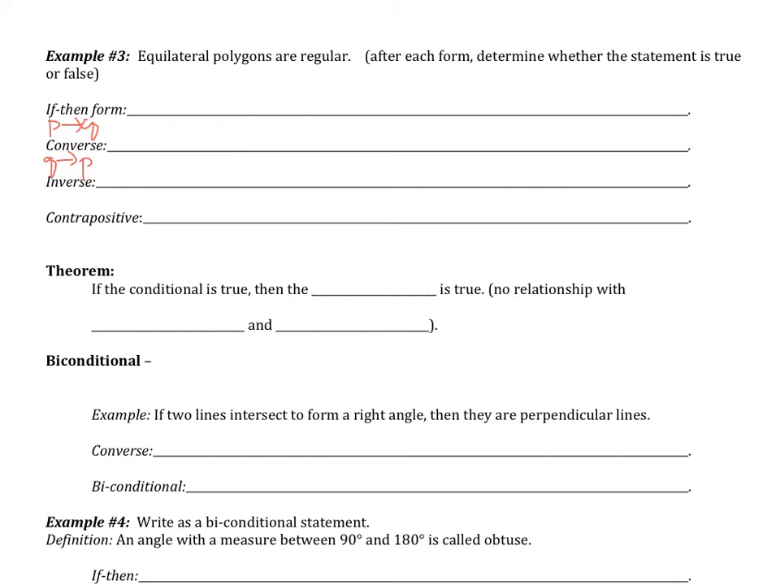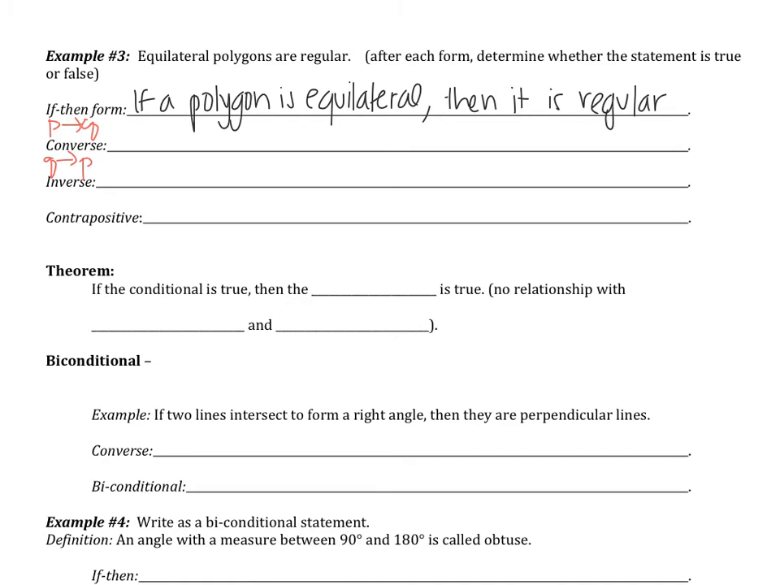Okay, let's see how we did. Equilateral polygons are regular. So the if-then form would be, if a polygon is equilateral, then it is regular. For the converse, you should have flipped the order. So if a polygon is regular, then it is equilateral.